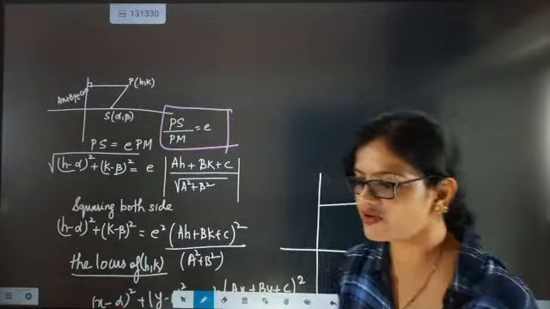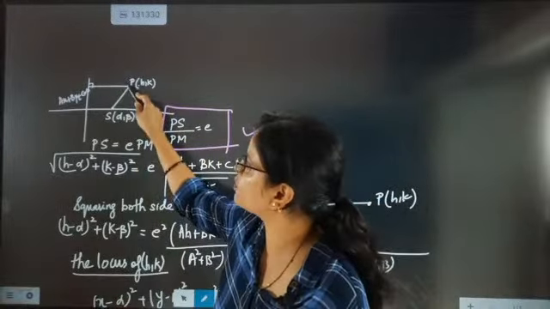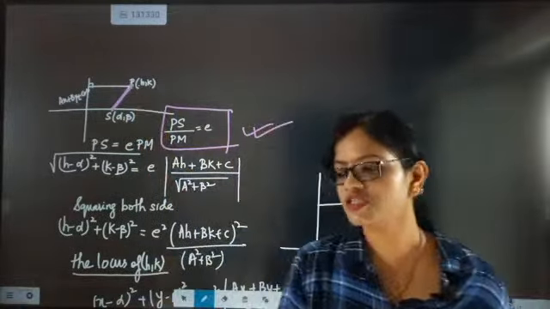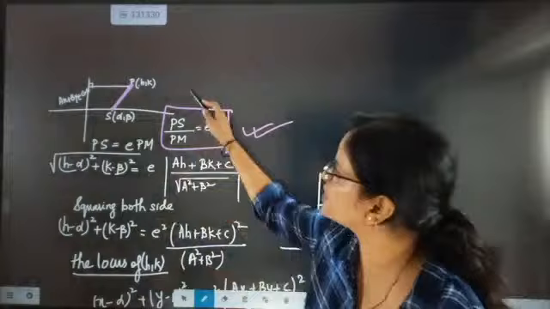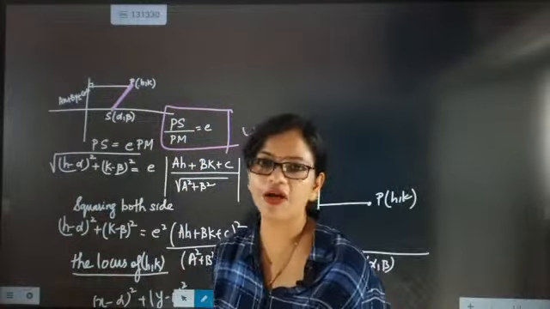Okay, now once we have written PS by PM equal to e, then PS is what? The distance formula applied for this one: under root of (h minus alpha) whole square plus (k minus beta) whole square.